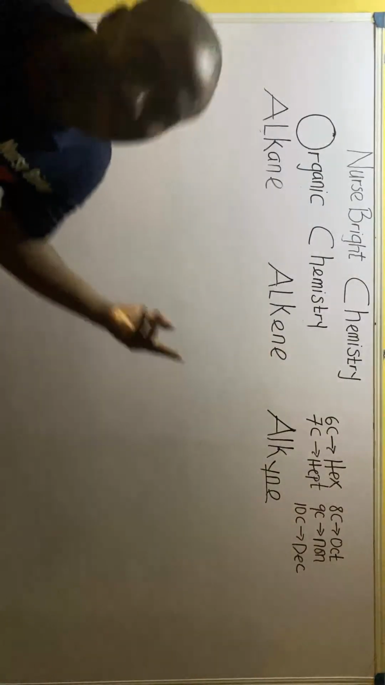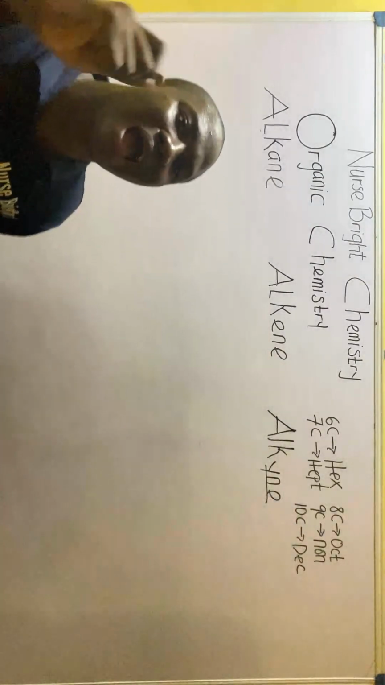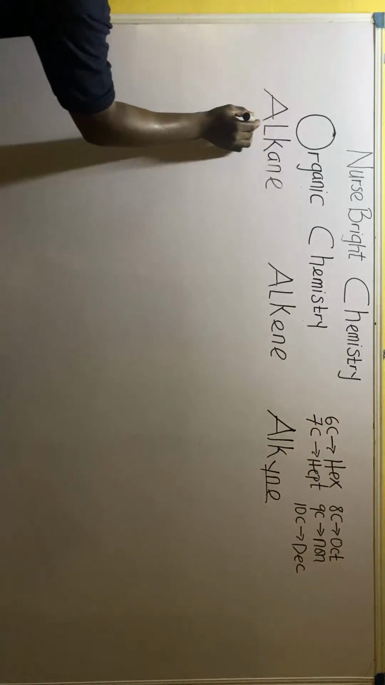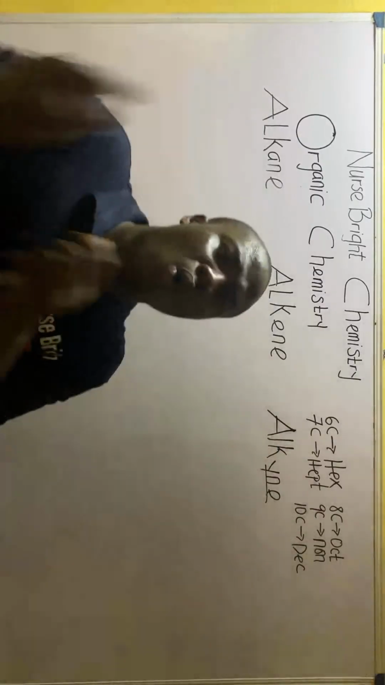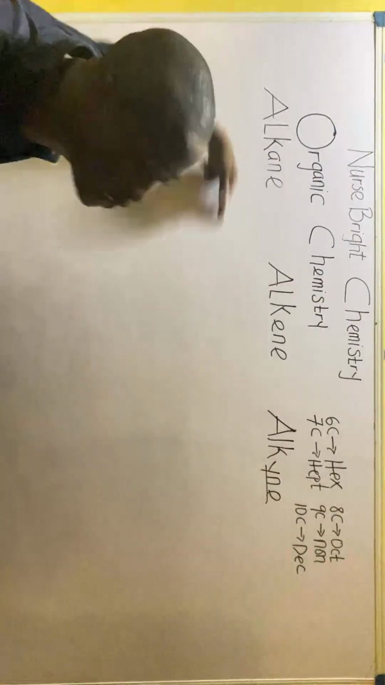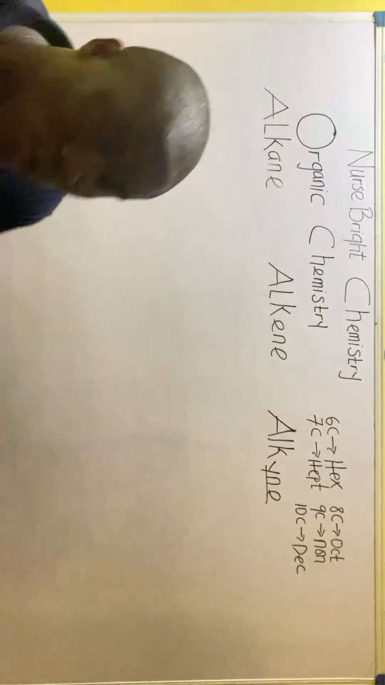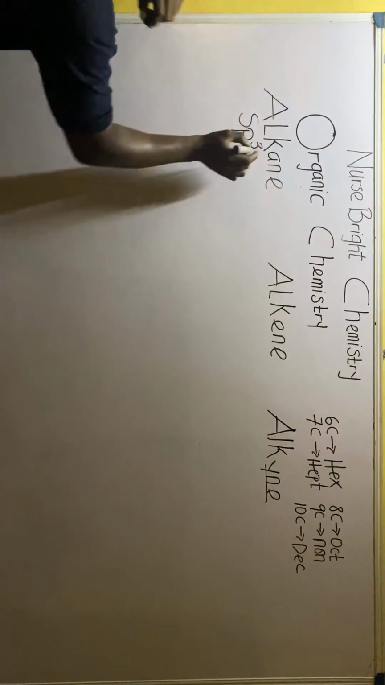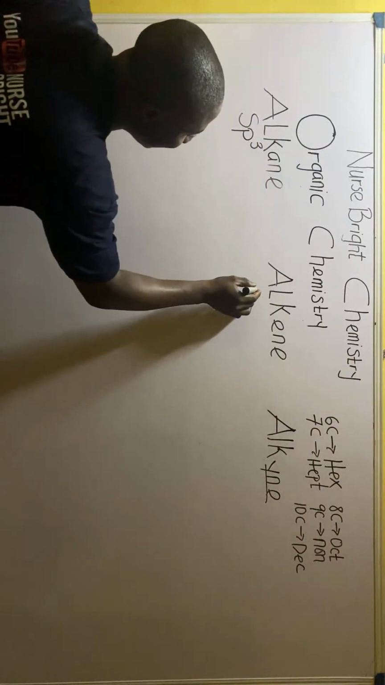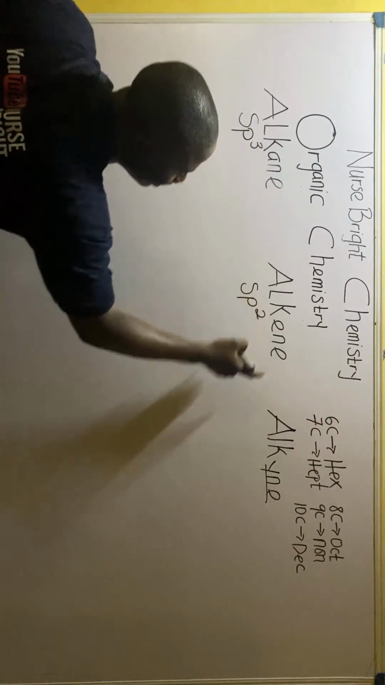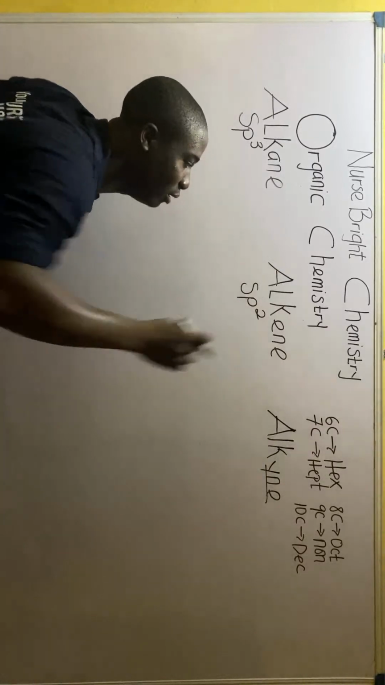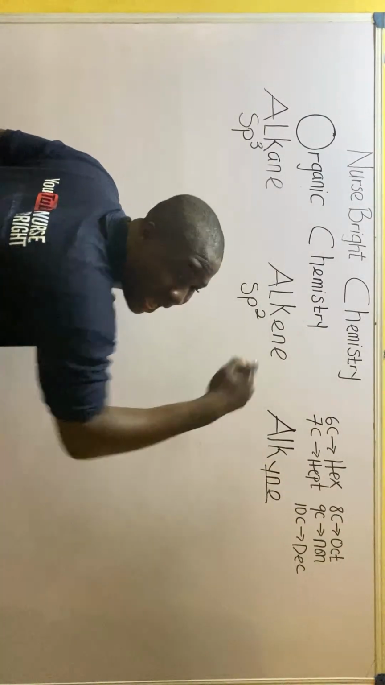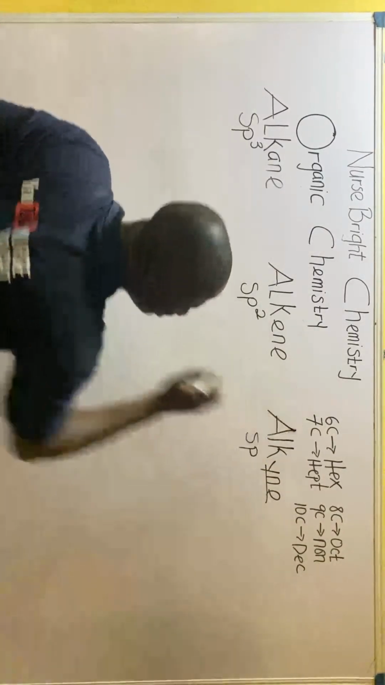There's something you have to know about these three also. You should be aware that, when it comes to hybridization, though there is a reason why I want to write something on the board, I will not tell you the reason, just note it. Any compound that is an alkane is sp3 hybridized. Any compound that is an alkene is sp2 hybridized. Any compound that is an alkyne is sp hybridized.